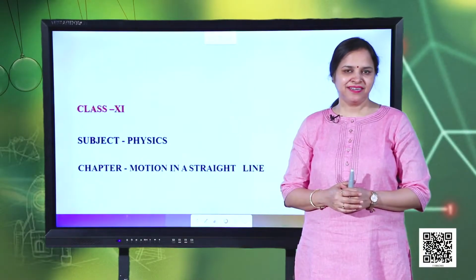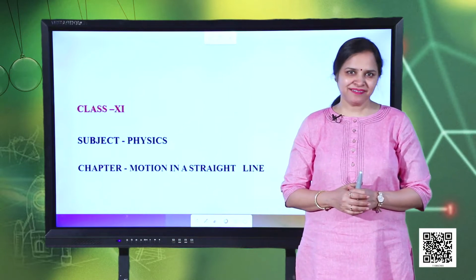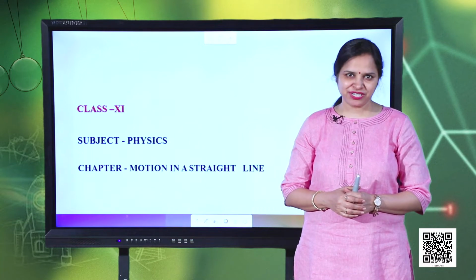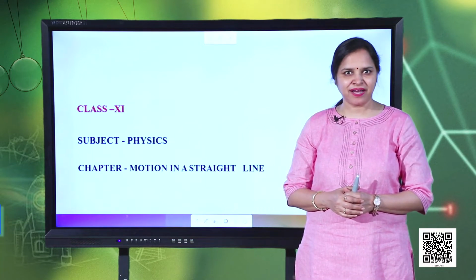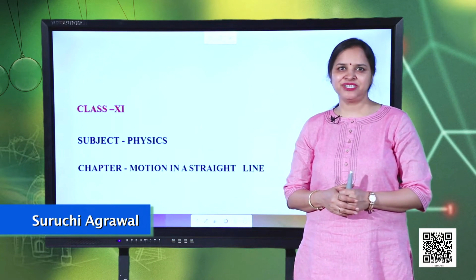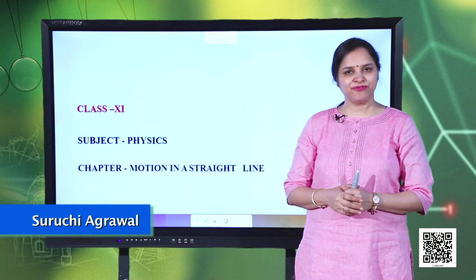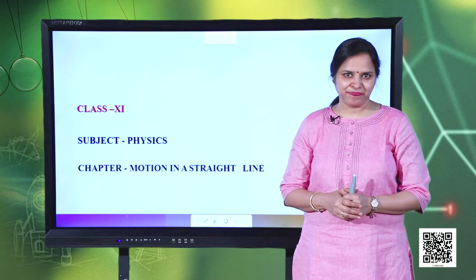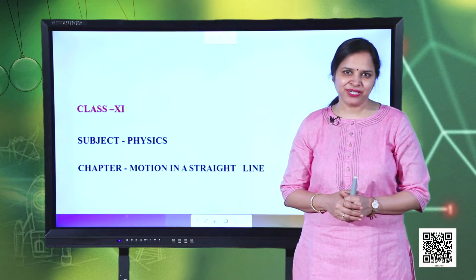Hello learners, in the previous session we discussed how to determine acceleration using position-time and velocity-time graphs. Also we studied how to plot an acceleration-time graph using the information of position, velocity and time. Now let us continue our discussion.